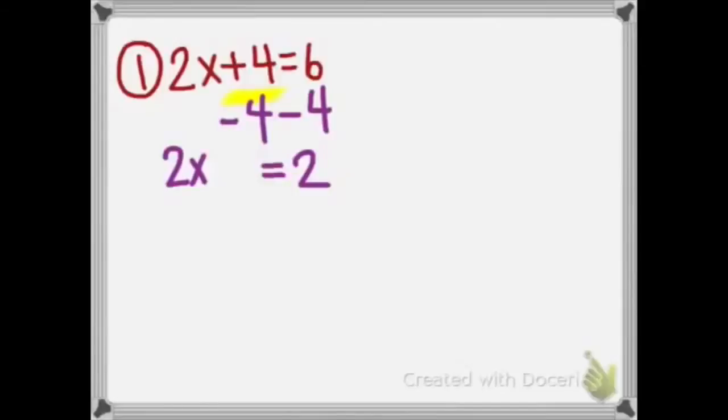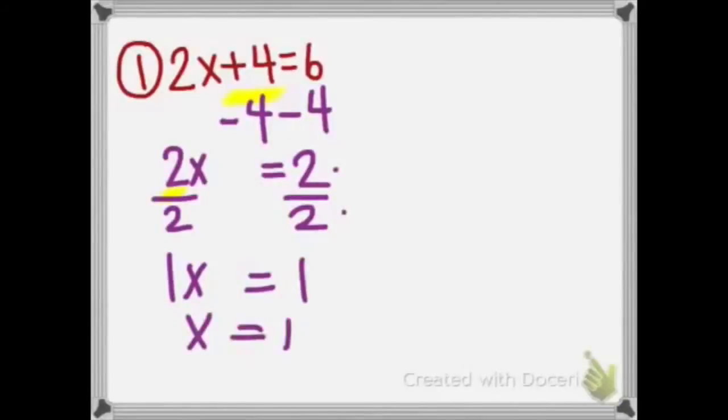The fourth step says multiply or divide the number with the variable. So the number with the variable is our 2. Since it says times 2, we are going to divide both sides of the equation by 2. 2 divided by 2 is 1x equals 2 divided by 2 is 1. So x equals 1.